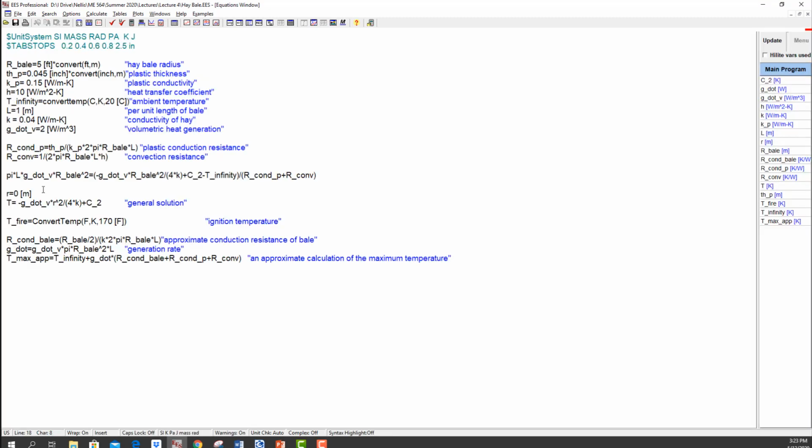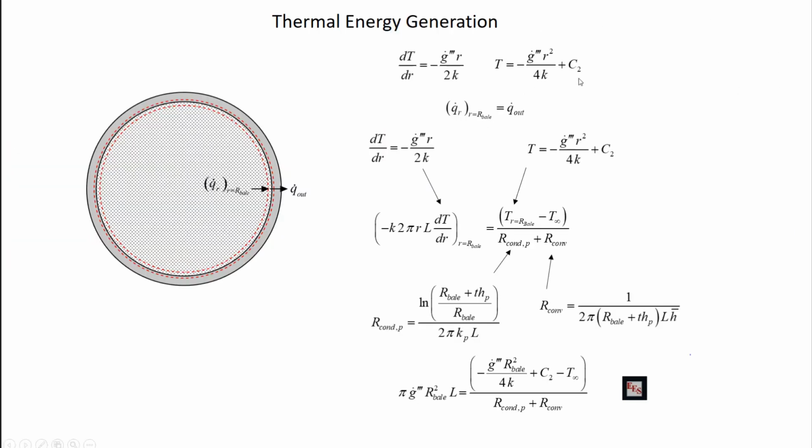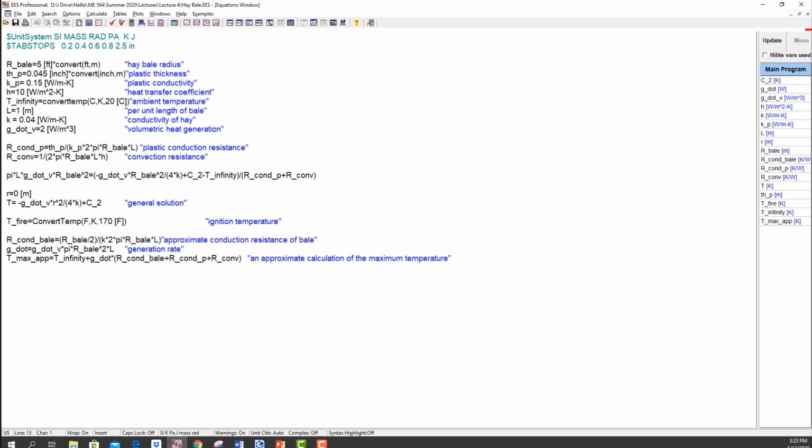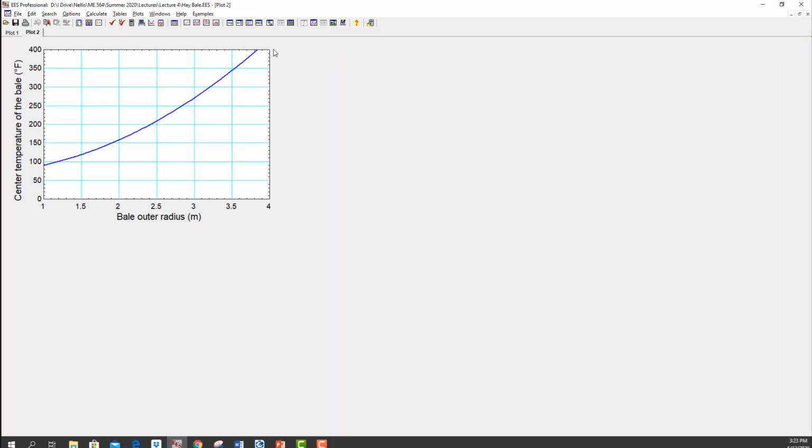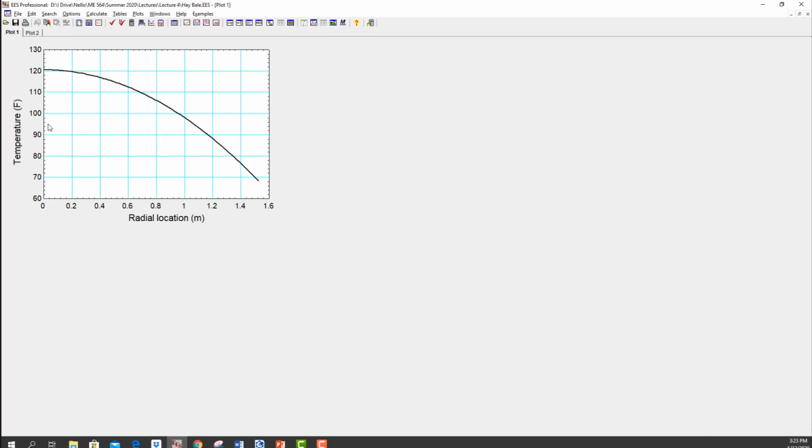I can use this now to make a plot of temperature as a function of r, right? Basically, I just go back and take my general solution right here. Now that I know C2, I can just use that to make a plot. So that's what I did here. This is my general solution. I can plug in any value of r here. So I made a parametric table and made, I guess it was this plot right here. So this is temperature as a function of radial location.